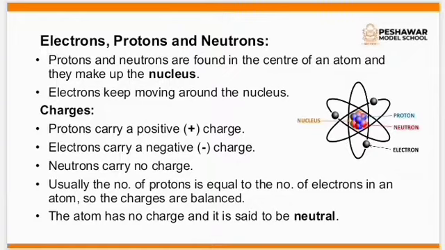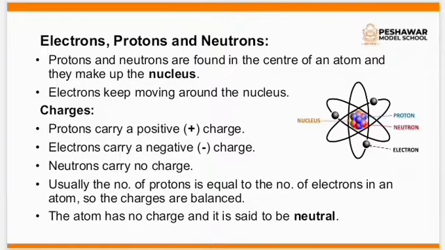The subatomic particles are different from each other due to the charges they carry. So we have to know about the charges they carry. Protons carry a positive charge, electrons carry a negative charge, neutrons carry no charge, which means neutral. Usually the number of protons is equal to the number of electrons in an atom, so the charges are balanced.